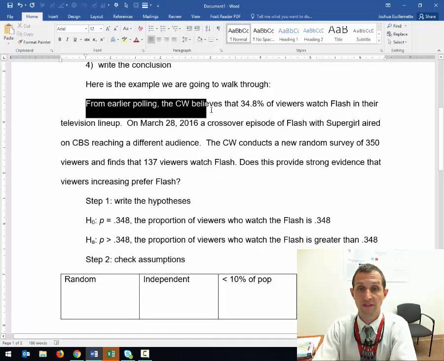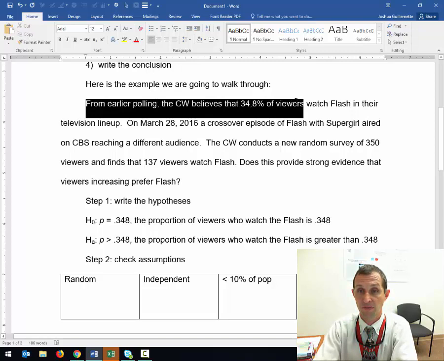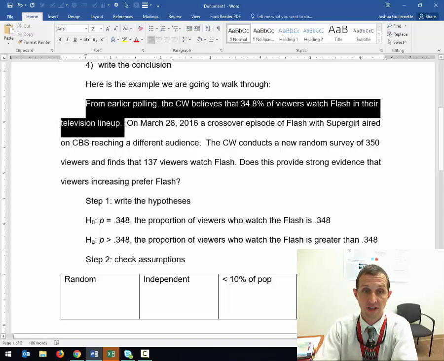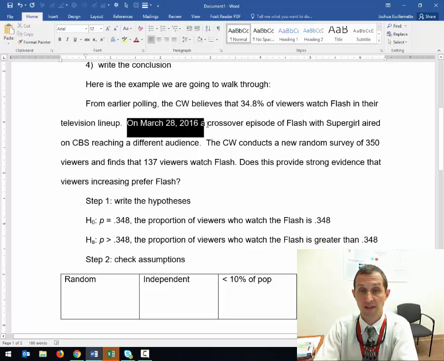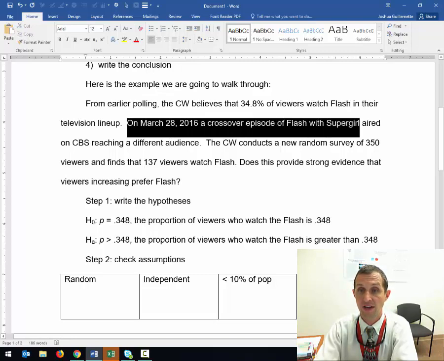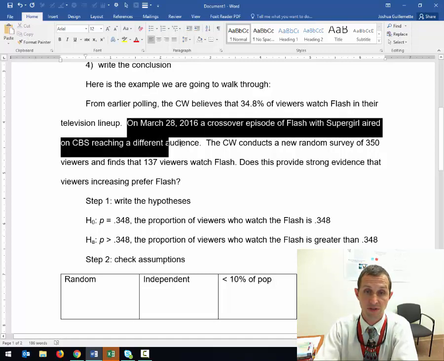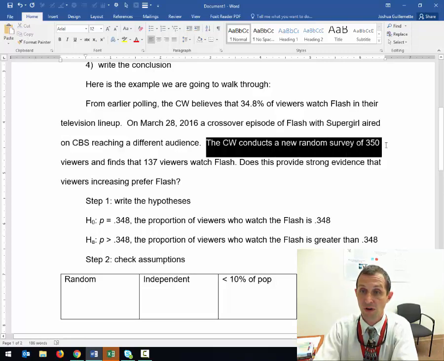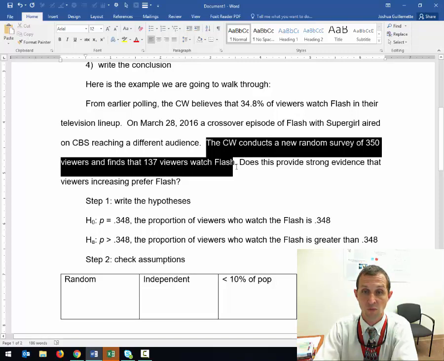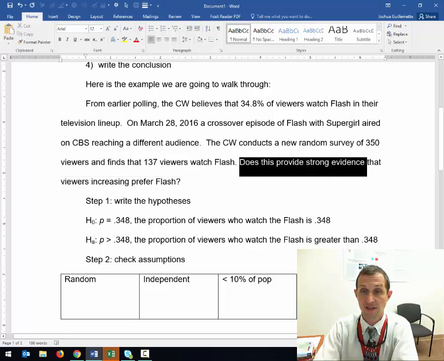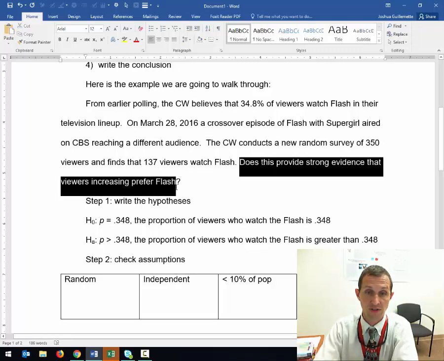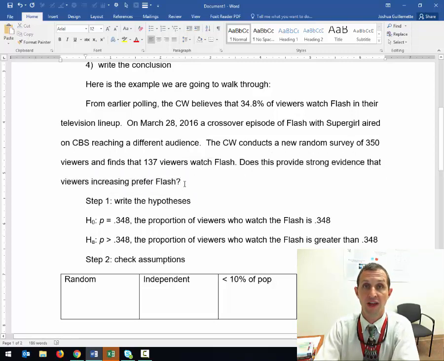From earlier polling, the CW believes that 34.8% of viewers watch Flash in their television lineup. On March 28, 2016, a crossover episode of Flash with Supergirl aired on CBS, reaching a different audience. The CW conducts a new random survey of 350 viewers and finds that 137 viewers watch Flash. Does this provide strong evidence that viewers increasingly prefer the Flash television show?